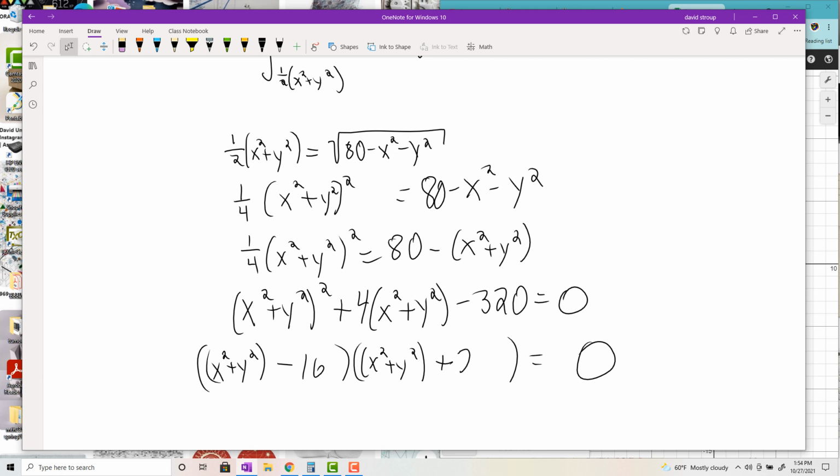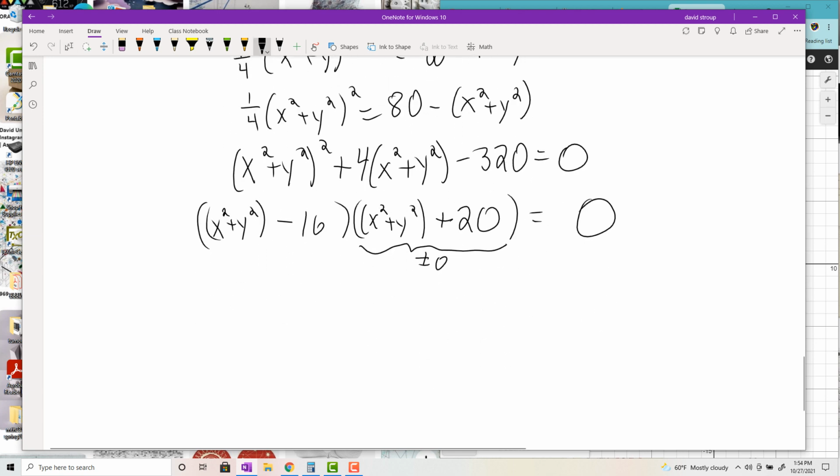plus 20, right? This part will never equal 0. There are no two numbers squared that add together to give you negative 20. So it must be that this other factor is equal to 0. x squared plus y squared minus 16 equals 0. In other words, x squared plus y squared is 16. It's the long way to get this formula, but it would have been easier if I had approached the substitution in a different way. Probably when you do it, you would have chosen the correct approach, right? All right, so anyways, there's our region that we're integrating over.